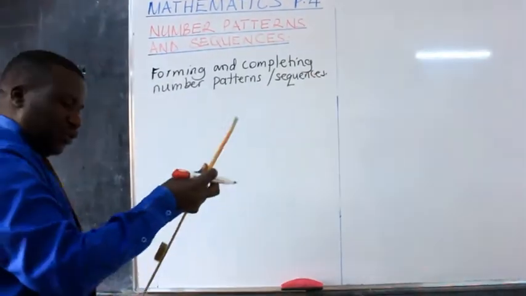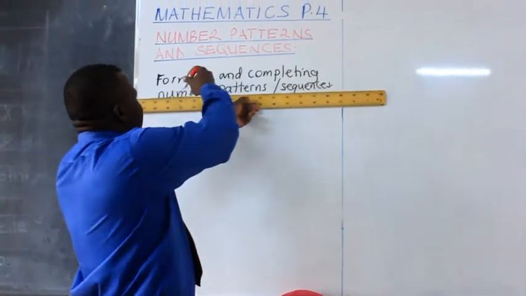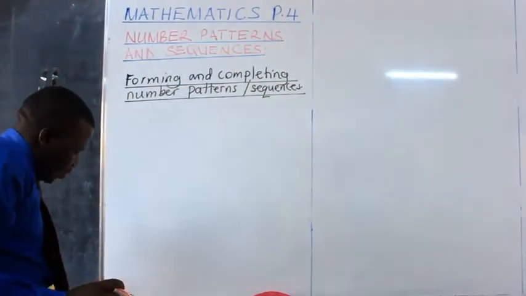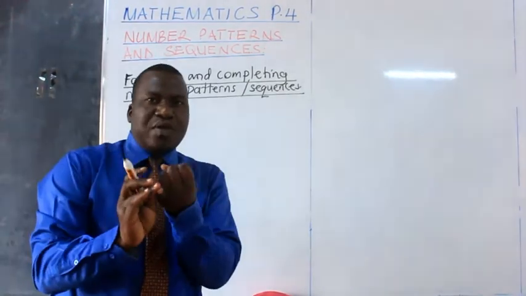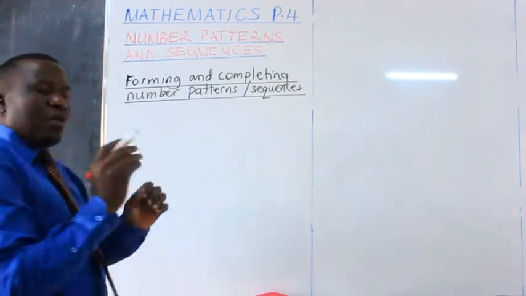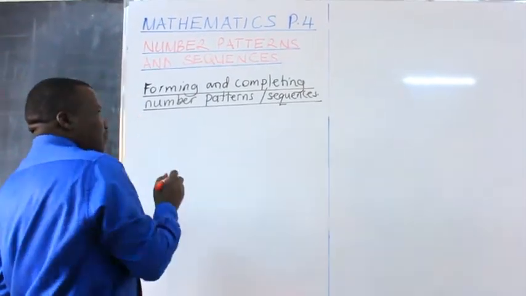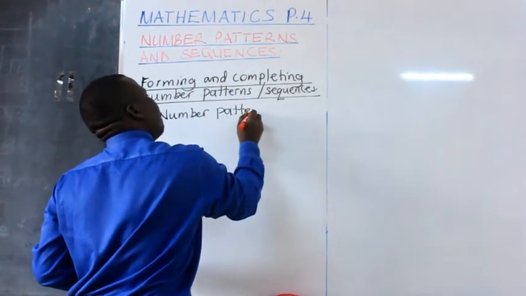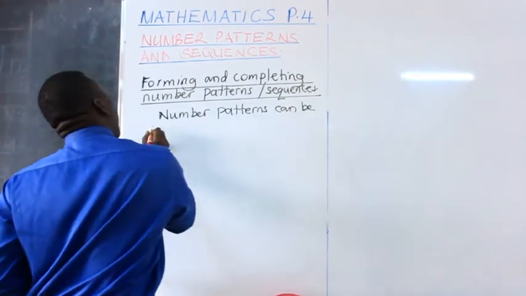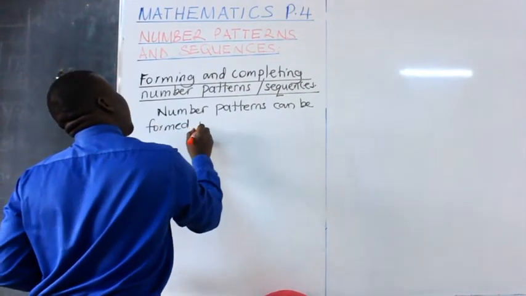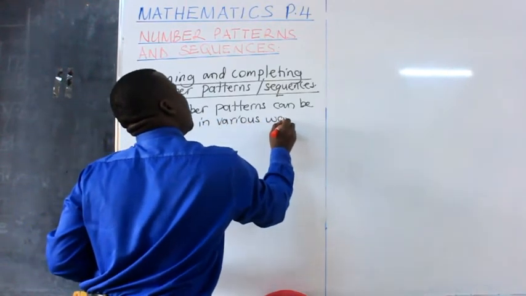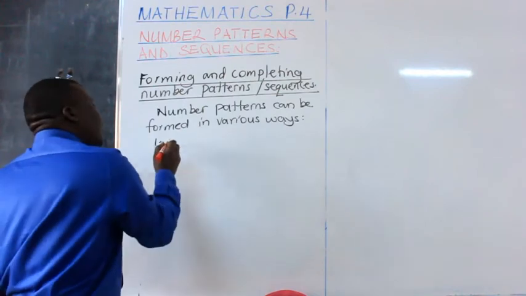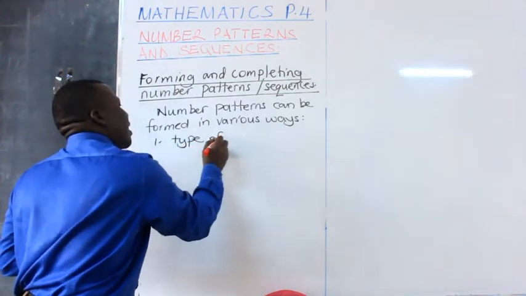In our lesson today, we want to form and complete number patterns and sequences. First, what you need to know is that when you know the types of numbers, then types of numbers also form a certain number pattern. Number patterns can be formed in various ways, and one of them is by using a type of numbers.